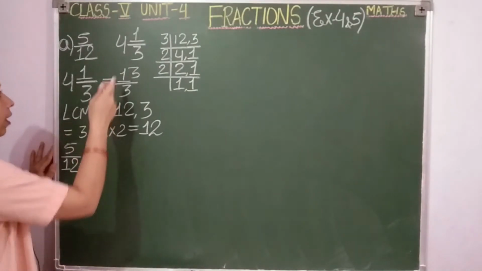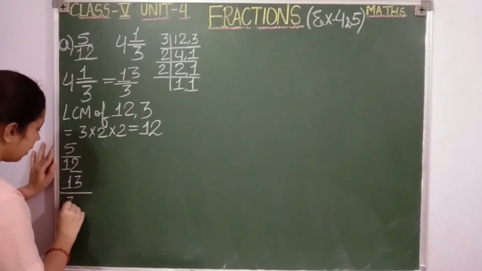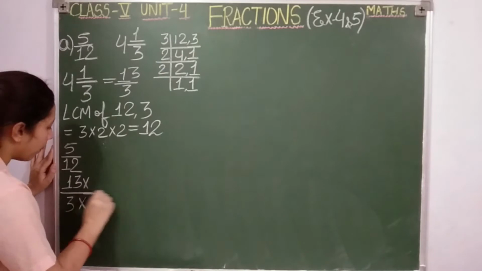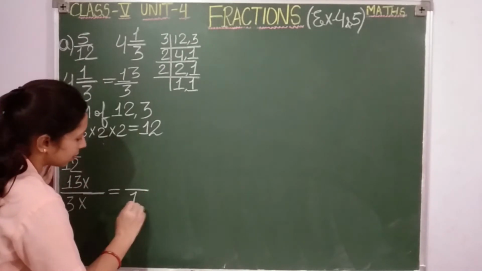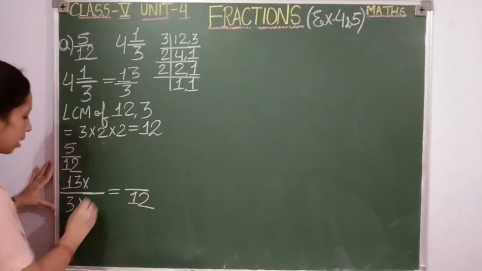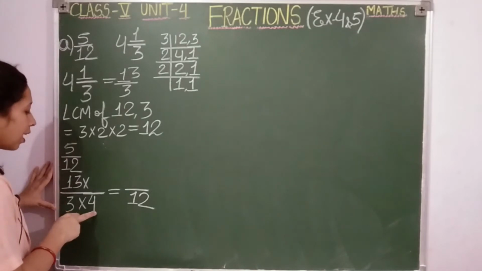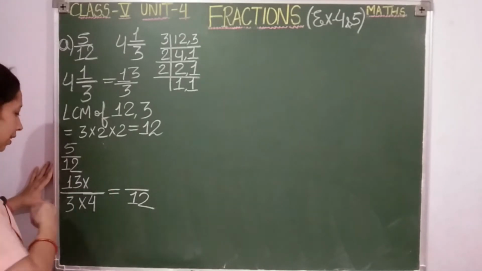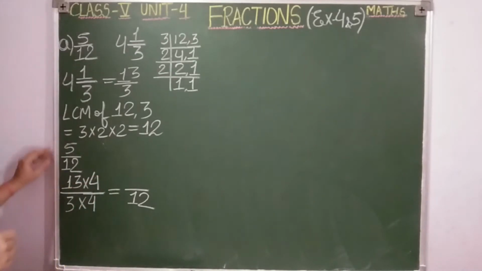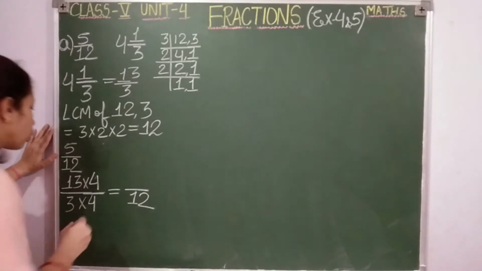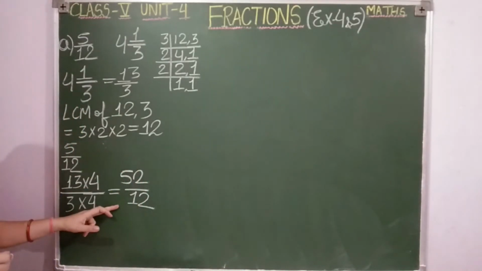So now let us take our second fraction, which was 13 by 3. Now multiply 3 with such a number that your denominator will become 12 students. So 3 4s are 12, and this is the rule. If you are multiplying the denominator or numerator with a number, the same number you have to multiply with the other numerator or denominator. So here I have to multiply 4 with 13 also. Clear students? So what I got is 52 by 12.